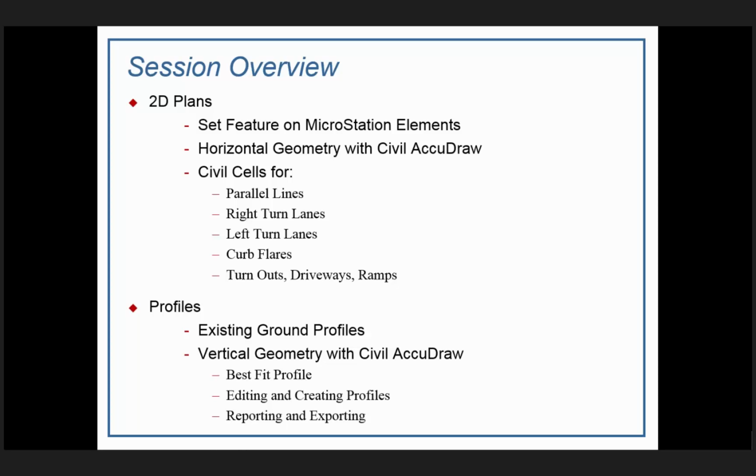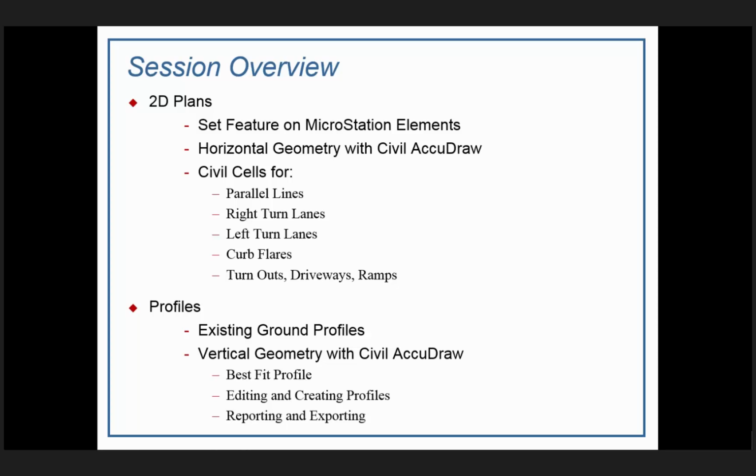I'll cover basically how to set the new civil features on MicroStation elements on things that are already drawn out there. And then we'll go into the horizontal geometry tools, learn a little bit about how to use Civil AccuDraw versus MicroStation AccuDraw. And then for the most part, we're going to build our roadway with civil cells, and you'll see various civil cells that automate the process for developing the planimetrics on a project.